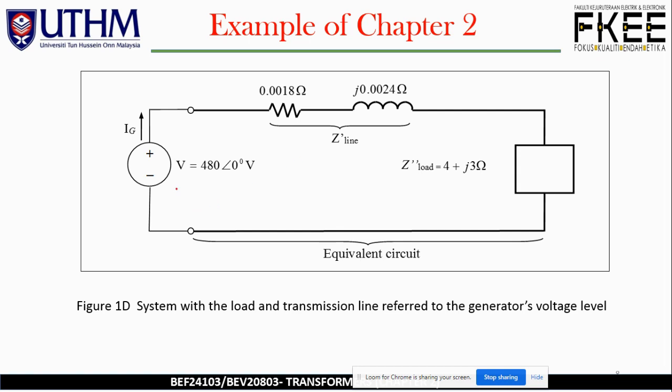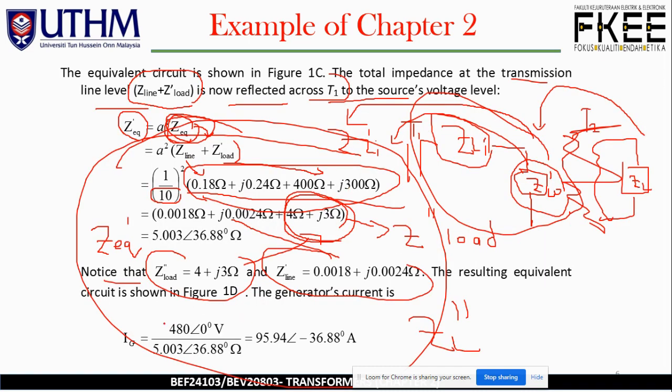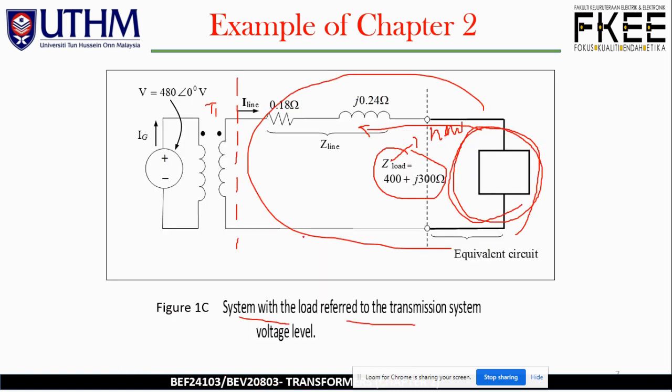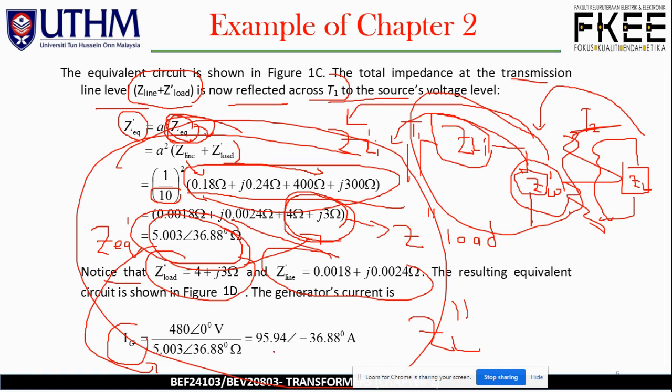Okay, so now we have been eliminating both transformer 2 initially and transformer 1. So it's gone over here. So we have Z double prime load and Z prime line. And then here again apply KVL, and you will directly calculate I_G, the generator's current. So 480 over 5.003 is from here actually, Z_EQ prime into here. Or you just add up over here these two, Z line prime plus Z double prime load. So giving the value of I_G 95.94, and so on.